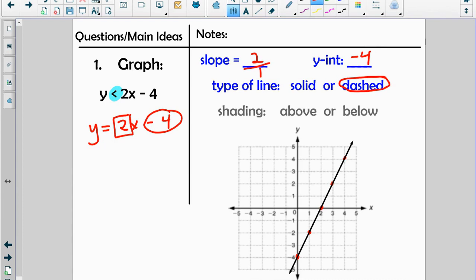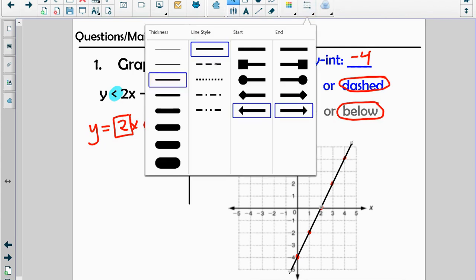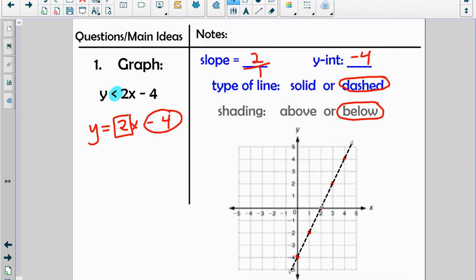Dashed line because it's not the equal to type of inequality. And then for the shading, less than on the y-axis is down by the negative numbers, so I want to shade below this line. So I have to go back. Let me change this line to a dashed line. I think I can do that pretty quickly. There we go, so there's my dashed boundary line.